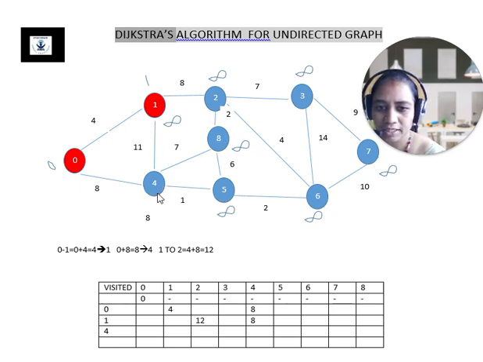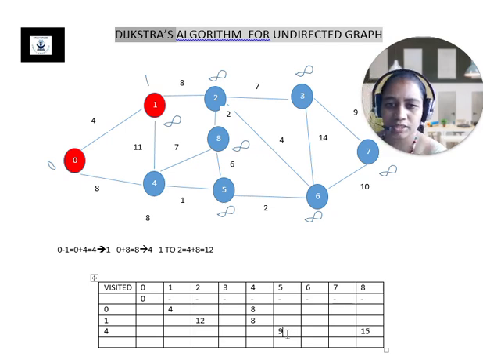What is the value of 4 right now? 8. We need to reach 8, so 8 plus 7 is 15. So 4 to 8 is 15. Go here to 8 and update it with 15, so 8 becomes 15. Then we have to calculate from 4 to 5. The value of 4 is 8 plus 1, which is 9. So the value of 5 will be 9. Done.